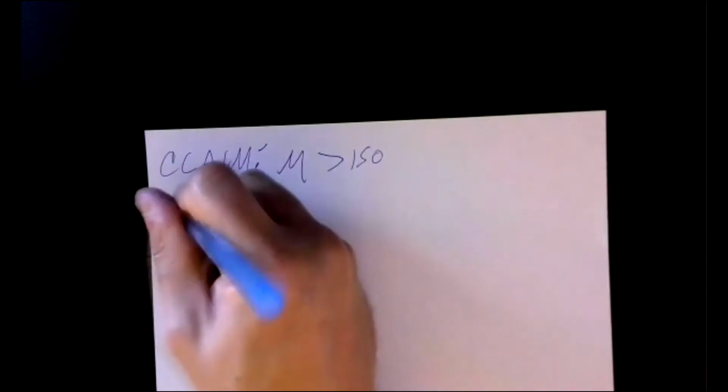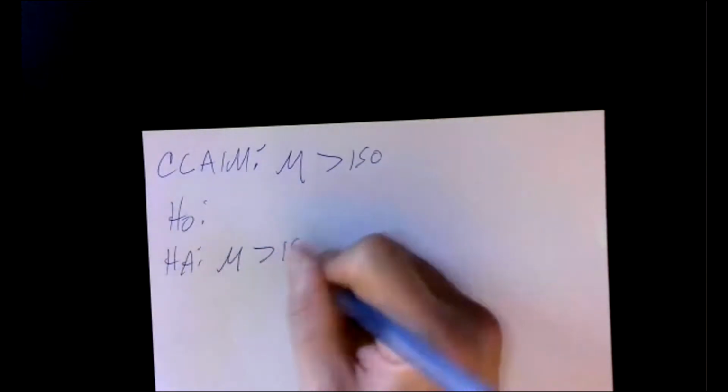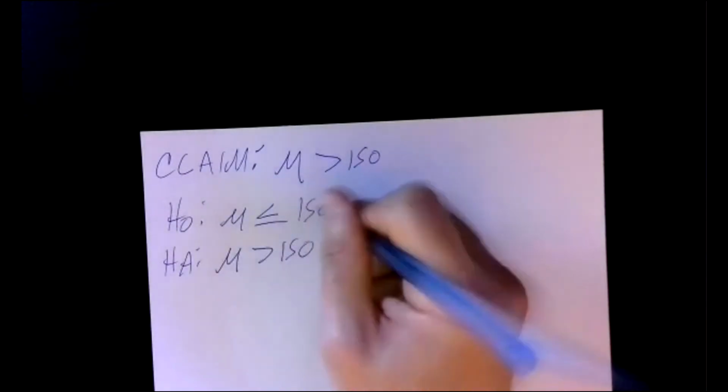Now, clearly we're talking about the mean in this problem. The police claim that the amount has increased, meaning greater than $150. Now, we're not going to say equal to, because if it's equal to 150, that doesn't mean it's increased. State the hypotheses. The claim does not contain equality, so it goes in the alternative. The null will be less than or equal to 150.